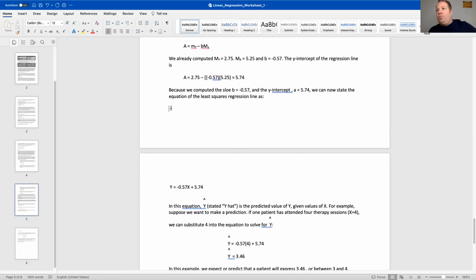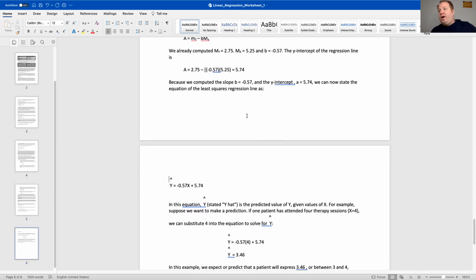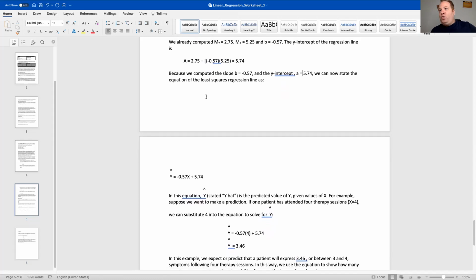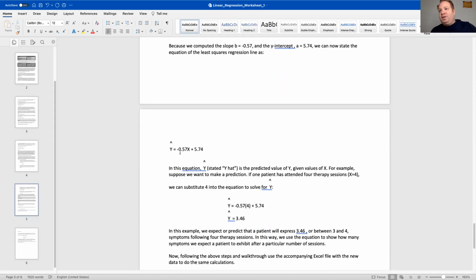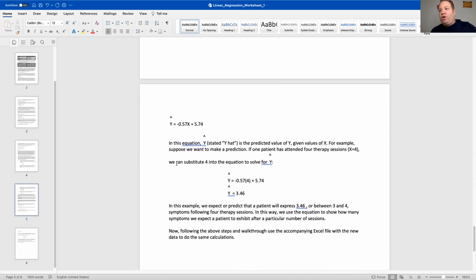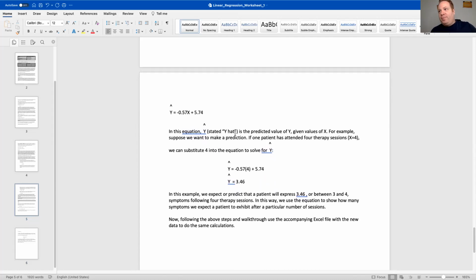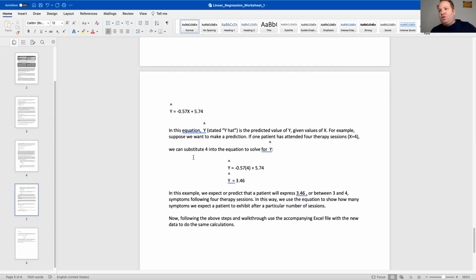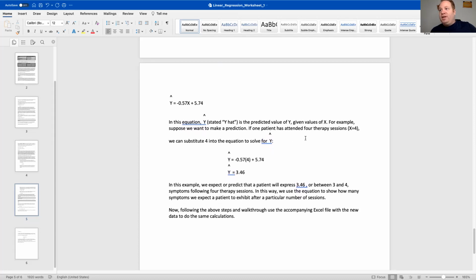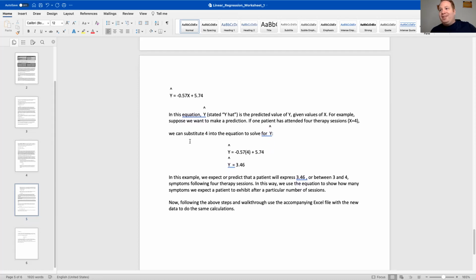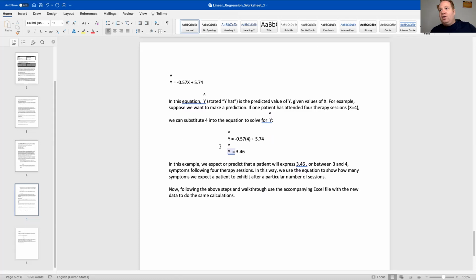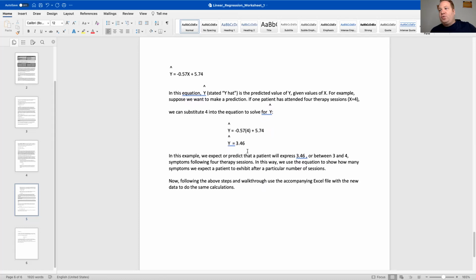Because we computed the slope b as negative 0.57 and the y-intercept a as 5.74, we can now state the equation of the least squares regression line as y is equal to negative 0.57x plus 5.74. In this equation, y, or y hat as you can also refer to it, is the predicted value of y given values of x. For example, suppose we wanted to make a prediction. If one patient has attended 4 therapy sessions, x equals 4, we can substitute 4 into the equation and solve for y. y is equal to negative 0.57 times 4 plus 5.74. Therefore, y is equal to 3.46.